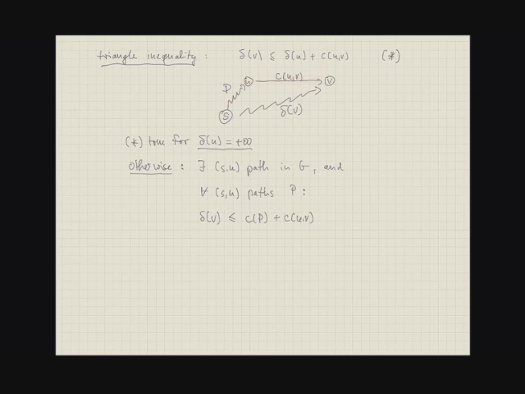Now, and if this inequality is true for all SU paths, we can also take the infimum over the right-hand side here. So we can conclude that delta of V is at most the infimum of all these lengths for all SU paths, and that is actually equal to delta of U plus the cost or length from U to V. And that's it.